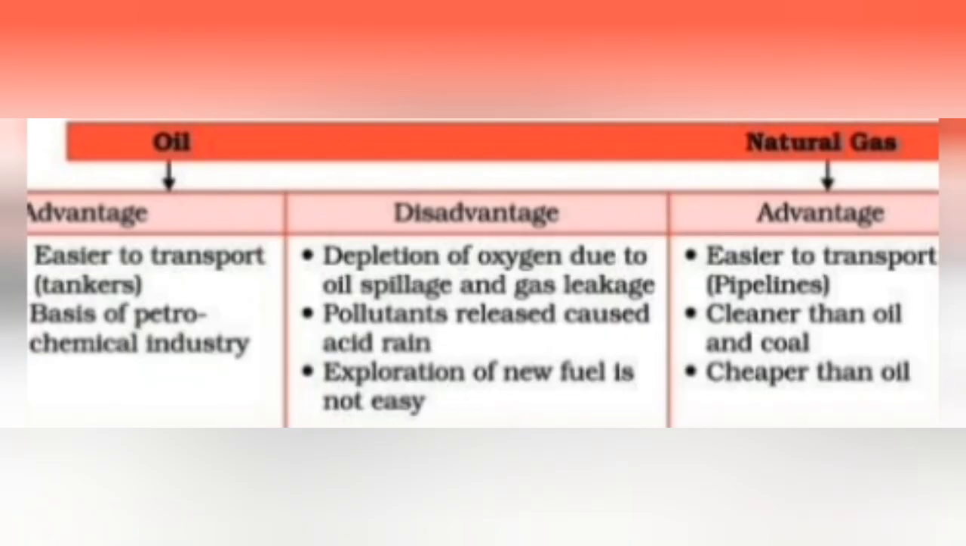Next, oil. Advantages: easier to transport, basis of petrochemical industries. Disadvantages: depletion of oxygen due to oil spillage and gas leakage, pollutants released cause acid rain, exploration of new fuel is not easy. And natural gas advantages: easier to transport, cleaner than oil and coal, cheaper than oil. Disadvantages, you can write the same points we read in oil. My dear children, this is also there in the same way in the textbook. Read that and write in your notebook.